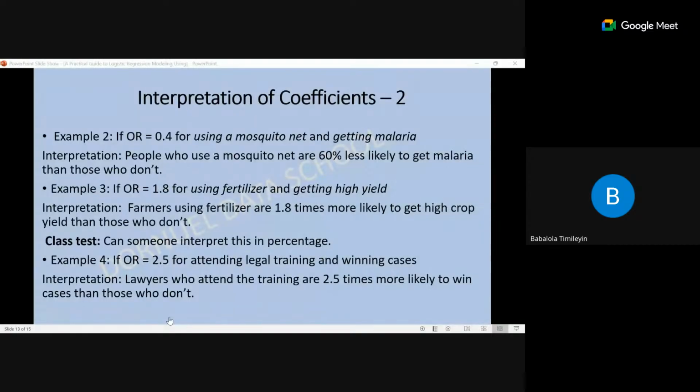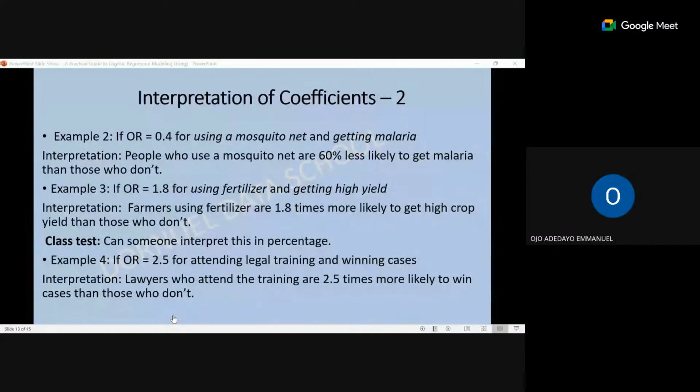It states that lawyers who attend the training are 2.5 times more likely to... No, wait. Look at the class test. I want someone to interpret this for me in percentage. Example 3, I want the interpretation to be in percentage. Farmers using fertilizer are 80% more likely to get high crop yield than those who don't.